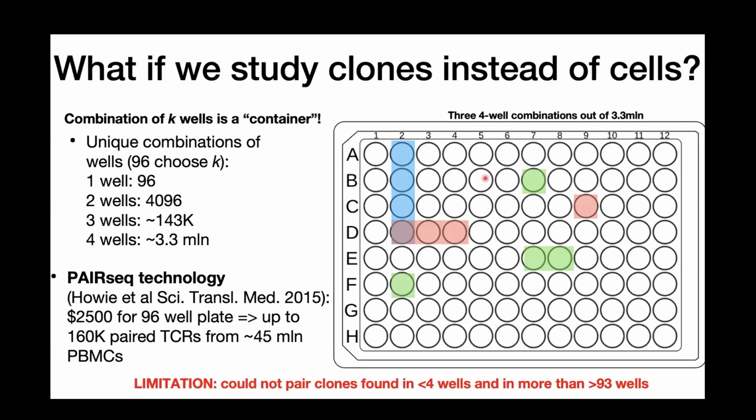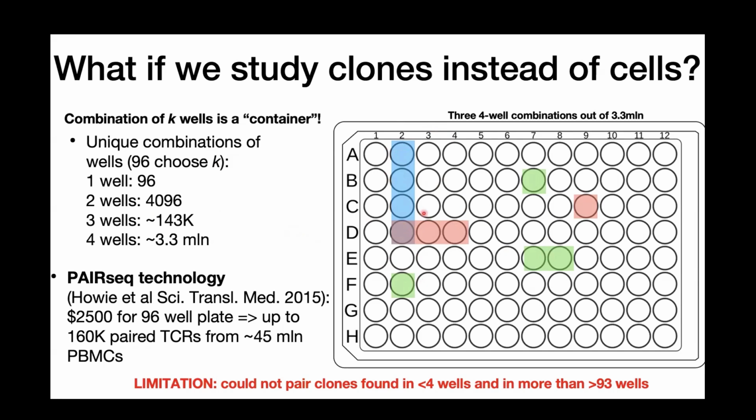So if we talk about T cells, I told you that T cells are clonal. We could abstract this idea of container even a bit further. We could say that a container is a combination of wells in a plate, not a single well as a container, but a combination. And it turns out, and I think the math here is cool and a bit counterintuitive, that there are a crazy amount of ways to pick, let's say, 4 wells out of 96. Here I just show 3 different options: this blue container, red, and green. But there are about 3 million of those. This is just n choose k. So there are a lot of potential containers.